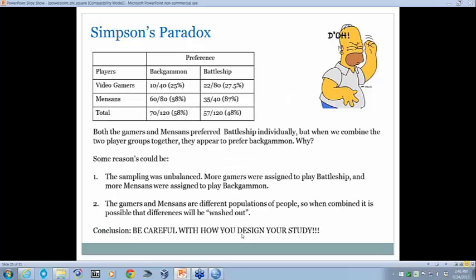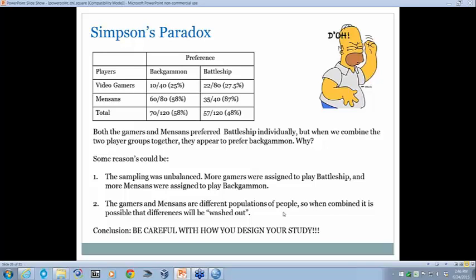Well, there could be a couple reasons. The sampling was unbalanced. That's the big one. They weren't assigned equally, right? For the video gamers, we assigned 40 to backgammon and 80 to play battleship. But for the Mensons, we assigned 80 to play backgammon and 40 to play battleship. We did the opposite, right? We could have done 50-50. It probably would have been better, which would have been 60 a group. The other reason is that perhaps gamers and Mensons are different populations of people. So when combined, it's possible that these differences are going to be washed out.